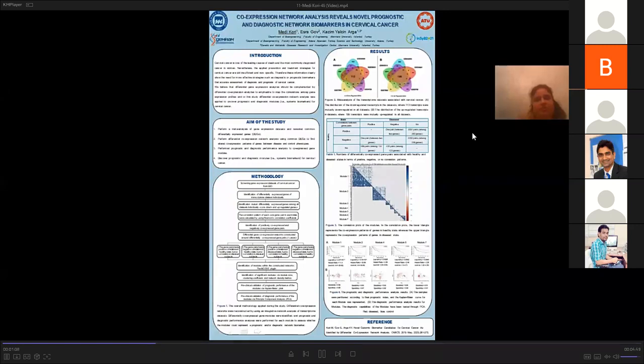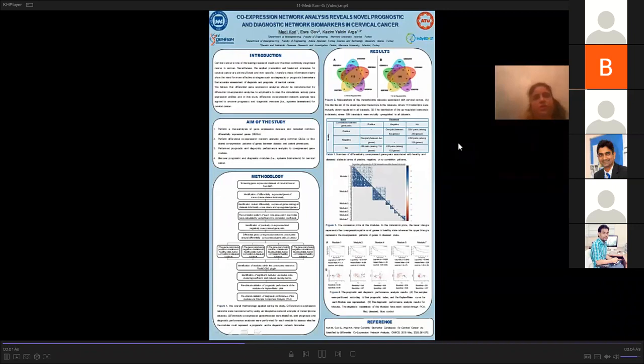In this study, we aim to perform a meta-analysis of gene expression datasets and reveal common differentially expressed genes. Then we performed differential co-expression network analysis using common DEGs to find altered co-expression patterns of genes between disease and control phenotypes. Then we performed prognostic and diagnostic performance analysis on co-expressed gene modules. And our final aim is to discover prognostic and diagnostic modules, which we can call systems biomarkers for cervical cancer.